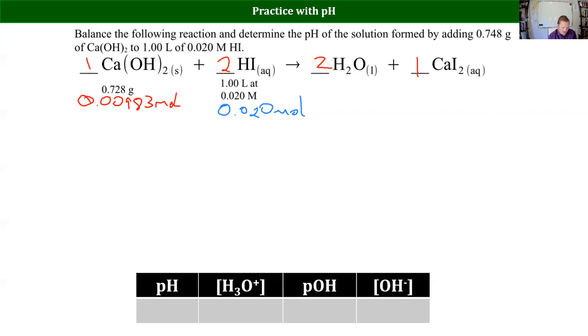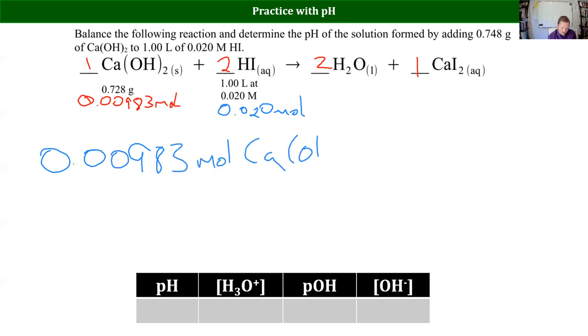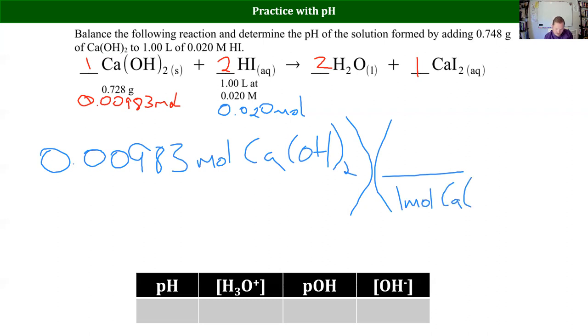We can say 0.00983 moles of calcium hydroxide. And for every 1 mole calcium hydroxide, 2 moles HI used.